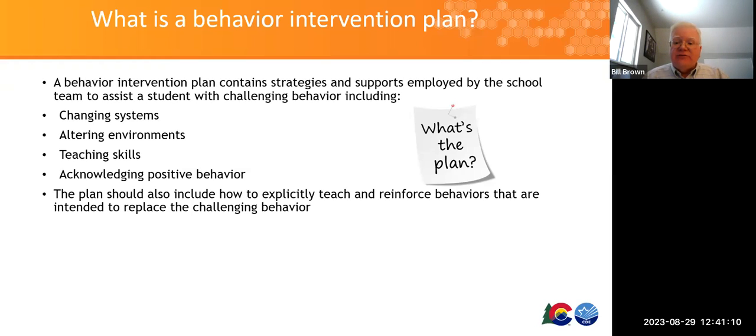So in the behavior intervention plan, it talks about how staff can change school systems to better support that student, how staff can alter the environment to better help that student, what skills need to be taught to that student, and how they're going to acknowledge the learning of those new skills. So they need to make sure that they're building in some kind of reinforcement system with that. So the behavior intervention plan is about how staff are going to change and adapt the educational world to help the student be successful.